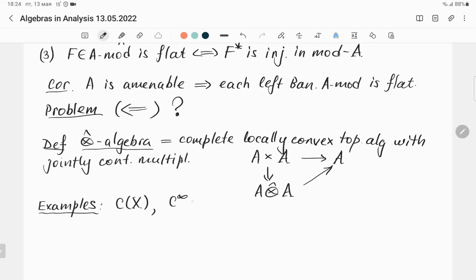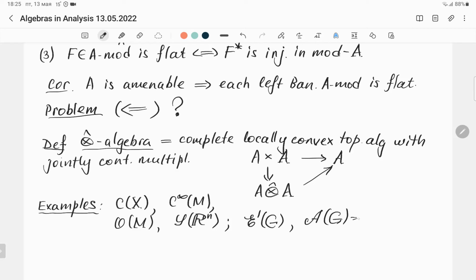We can also consider, for example, the algebra of smooth functions on a smooth real manifold, the algebra of holomorphic functions on a complex manifold M, the Schwartz algebra on Rn, equipped with either the pointwise product or with the convolution product. Important examples of nonmetrizable topological algebras are the algebra of compactly supported distributions on a real Lie group G, and the algebra of analytic functionals on a complex Lie group, which is defined to be the dual of the algebra of holomorphic functions, equipped with the convolution product. And there are many other natural examples.